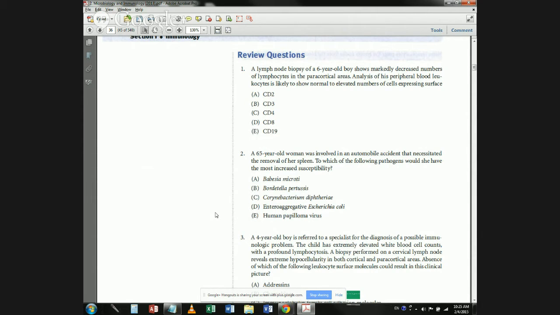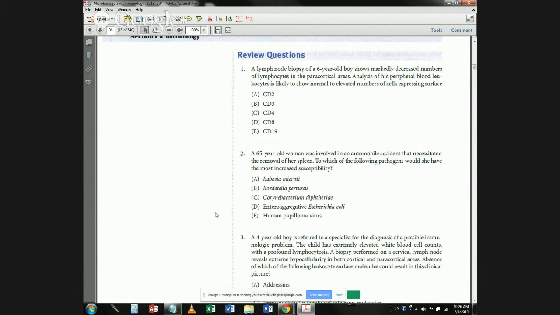Let's see. We've got the human papilloma virus. That is an epithelial virus, right? Enteroaggregative Escherichia coli is found usually only in the GI, very topical areas. It doesn't usually get in the blood. I don't know if that's the one that enters the blood. No, that's enterohemolytic. Yeah, this is not it.